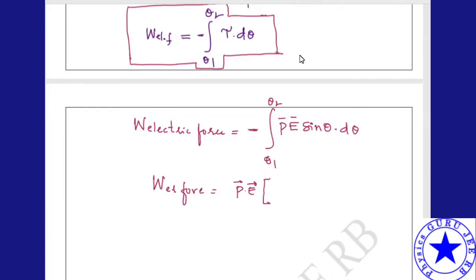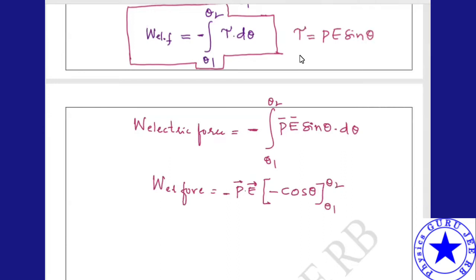So first we are substituting the value of tau here. What is the value of tau? Tau can be expressed as P E sin theta. Simply I substituted tau equal to P E sin theta. Now the expression that I'm getting is integral of theta 1 to theta 2 P E sin theta d theta. So P I'll be taking outside. Of course, here a negative sign will be there. And integration of sine theta is minus cos theta. So minus of minus will become plus. The limits are from theta 1 to theta 2.